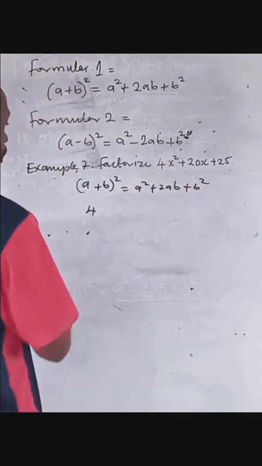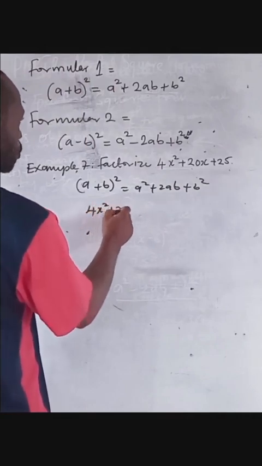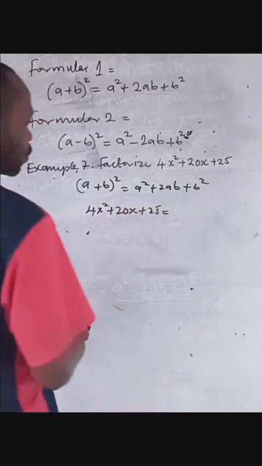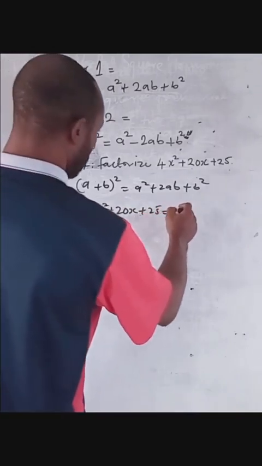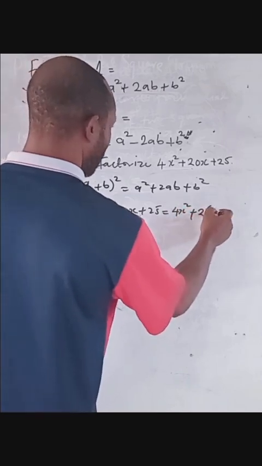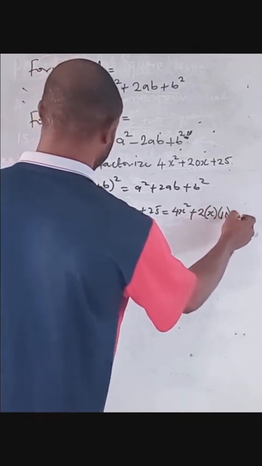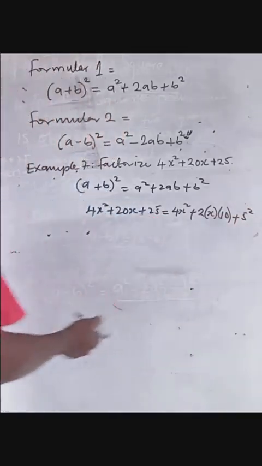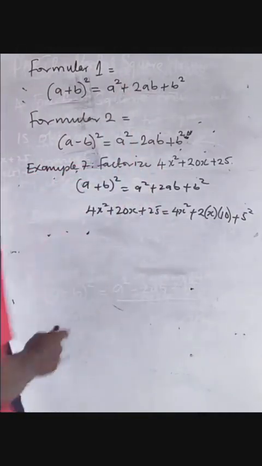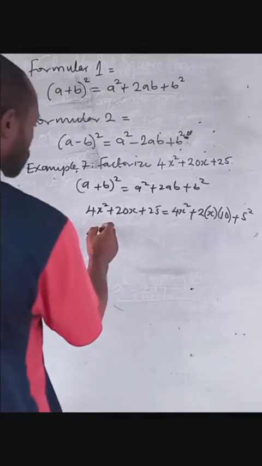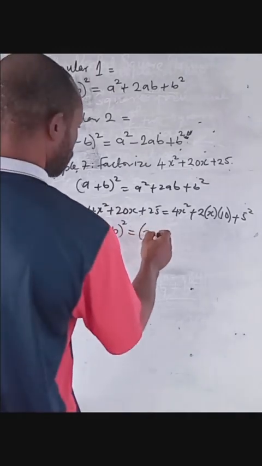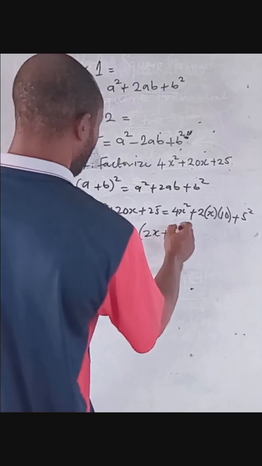And the expression given to us is 4x squared plus 20x plus 25. We can rewrite this expression as 4x squared plus 2 multiplied by x multiplied by 10 plus 5 squared. Since this expression is similar to the first expression, it means that the solution is a plus b squared, which is going to be 2x plus 5 squared.